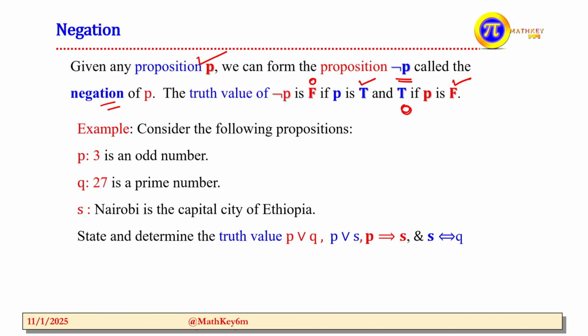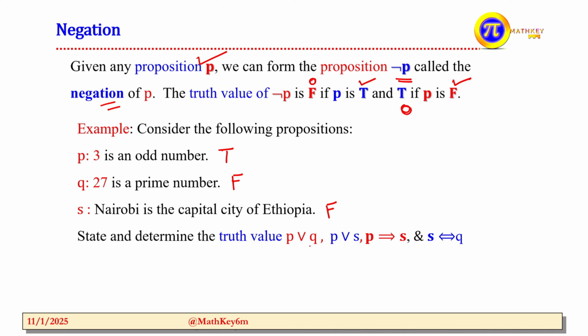Consider the following propositions. P: 3 is an odd number. That is a true statement as we mentioned before. Q: 27 is a prime number. This is a false statement as we said before. S: Nairobi is the capital city of Ethiopia. Is it the capital city of Ethiopia? No. The capital city of Ethiopia ዋና ከተማ ማን ነው አዲስ አበባ ነው እንጂ ናይሮቢ አይደለም. Nairobi is the capital city of Kenya, so it is also a false statement.